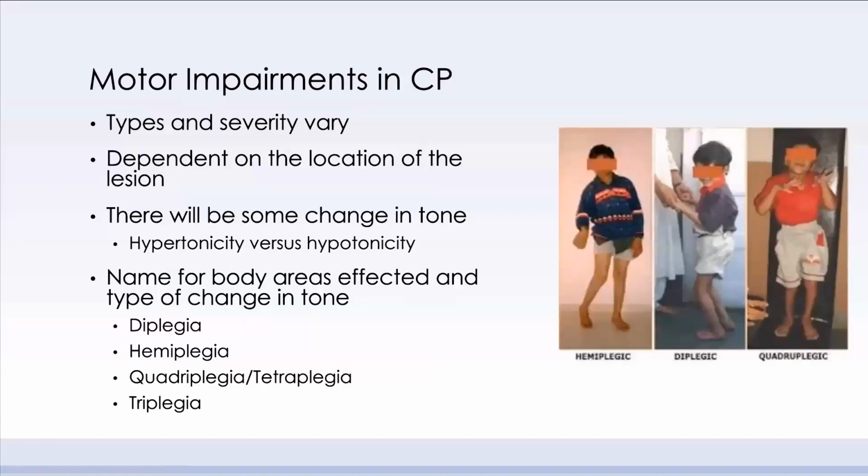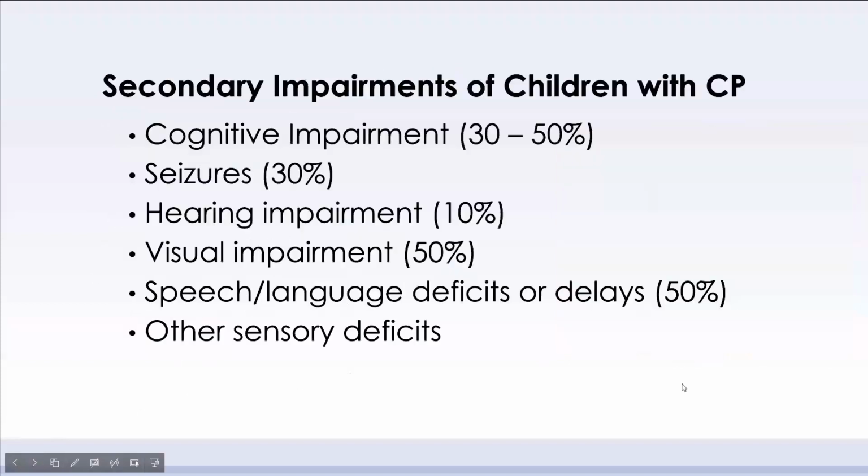Anyway, moving forward, all of these types of presentations can very much vary based on where the damage was in the brain and what the exact cause was. Patients can present with hemiplegia, triplegia, quadriplegia. So it really depends on what was affected, and it can change the presentation and tone.